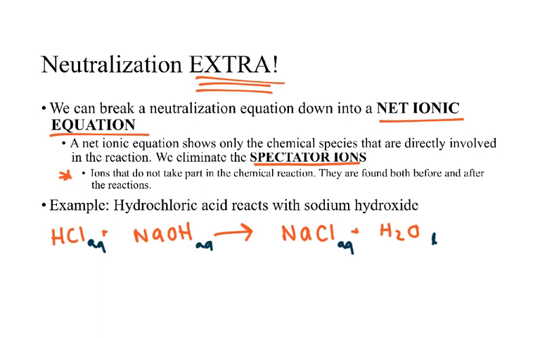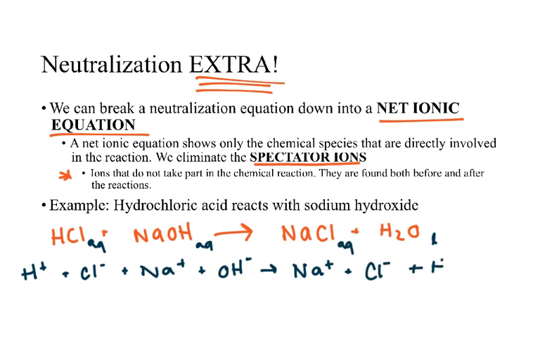So we could rewrite this out in a little bit of a longer fashion, and we could have H plus, Cl minus, plus Na plus, OH minus. And this gives us Na plus, Cl minus, plus water. Remember, water is a liquid, so it's not going to break apart. It's not going to dissociate. So now that we see everything broken up into its ionic form, we can go through and see who's the same on both sides.